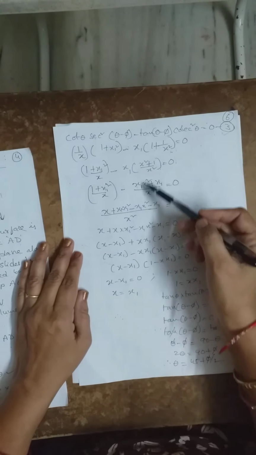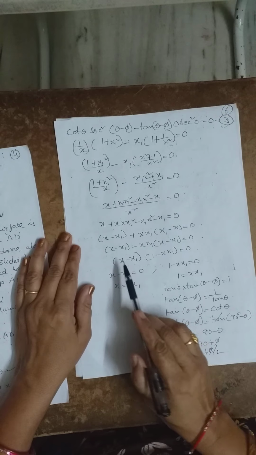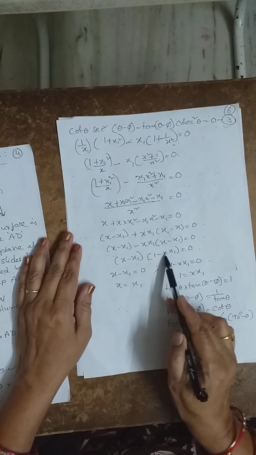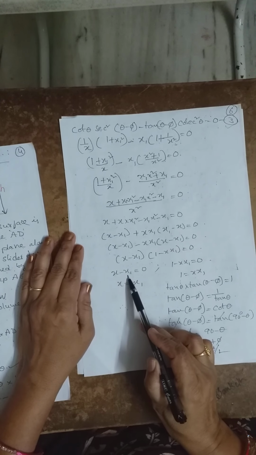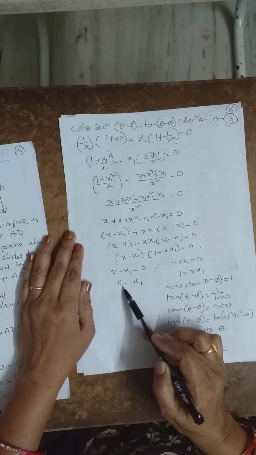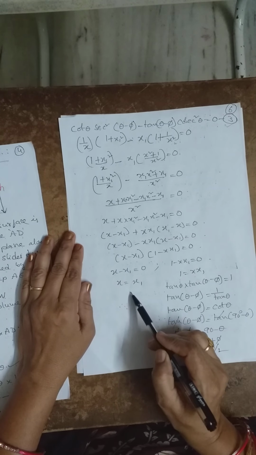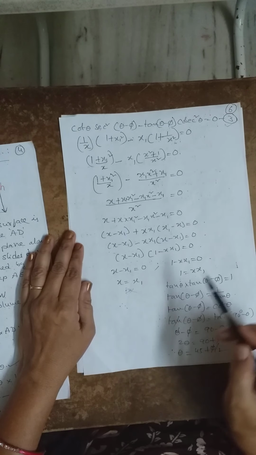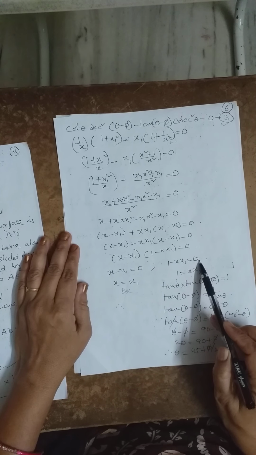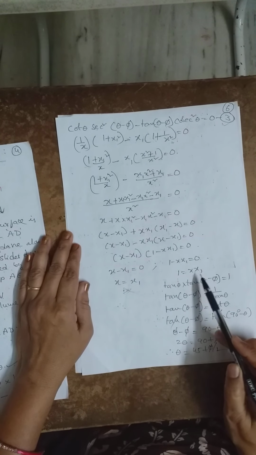So if you simplify this, we are going to get it as, taking this equation and simplifying in this manner, taking both values, x − x1 is equal to 0. So x is equal to x1, which does not exist. So the relation is 1 − x·x1 equal to 0. So x·x1 is equal to 1.